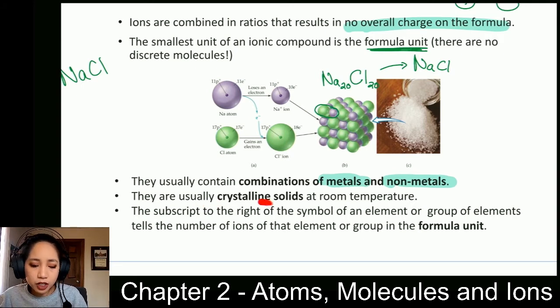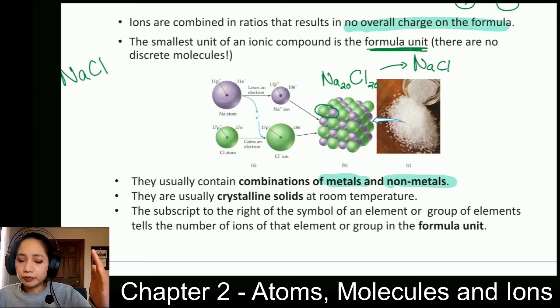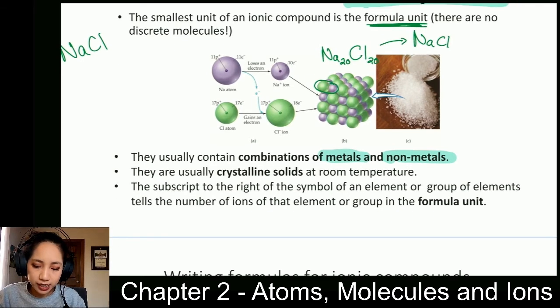Ionic compounds are typically crystalline solids at room temperature. That's why we call them salts, because they look like salt. Maybe not necessarily made of sodium chloride, but we call them salts nonetheless because they look like them. And then lastly, the subscript to the right of each of the elements tells you what ratio that ionic compound is in.